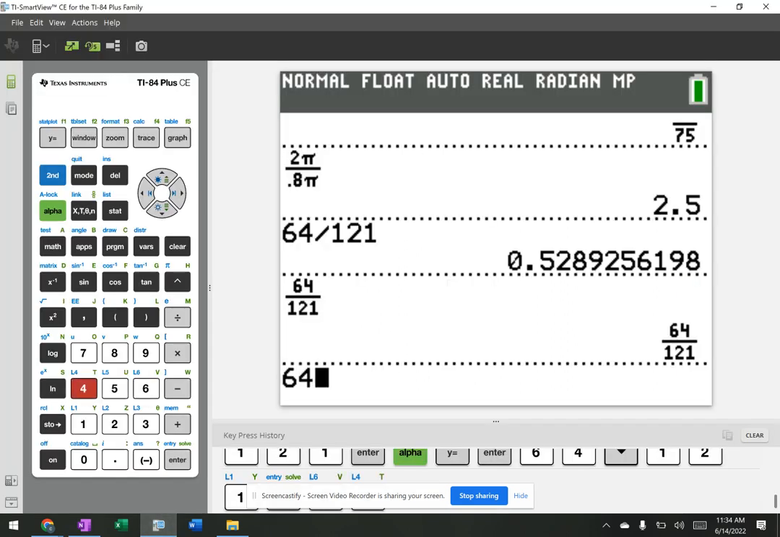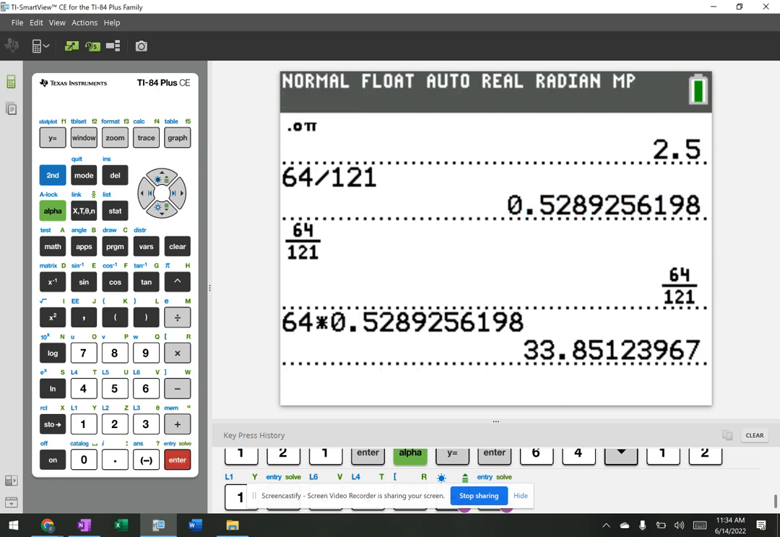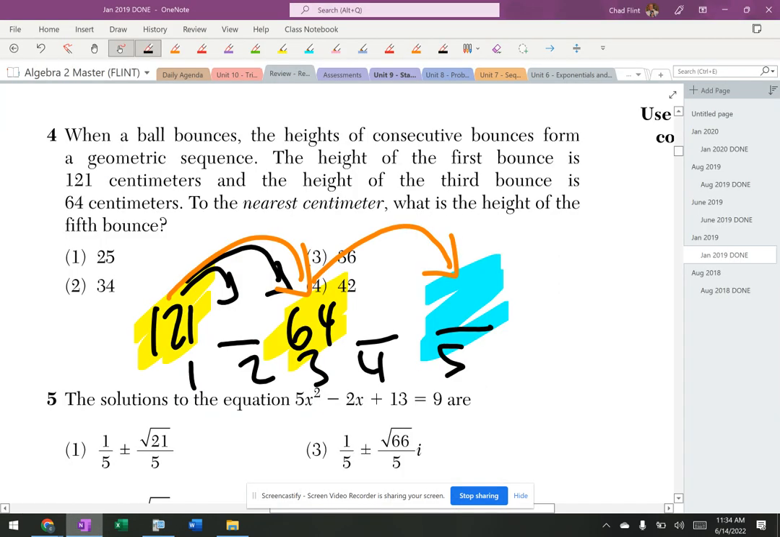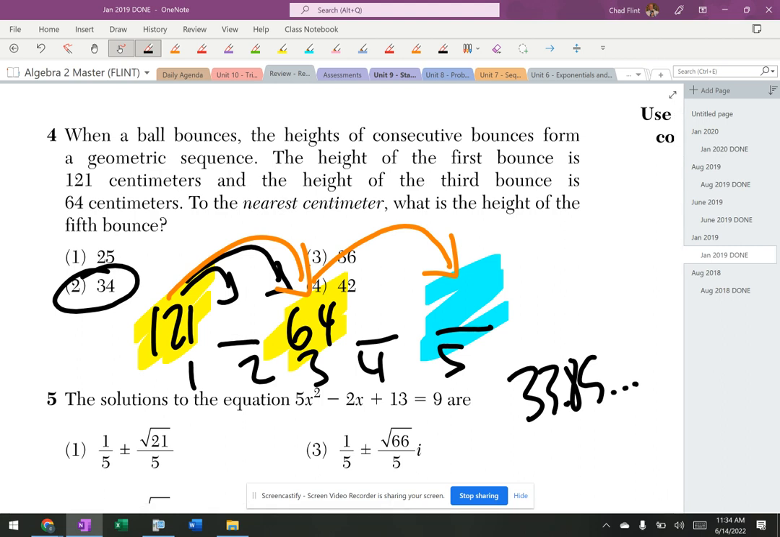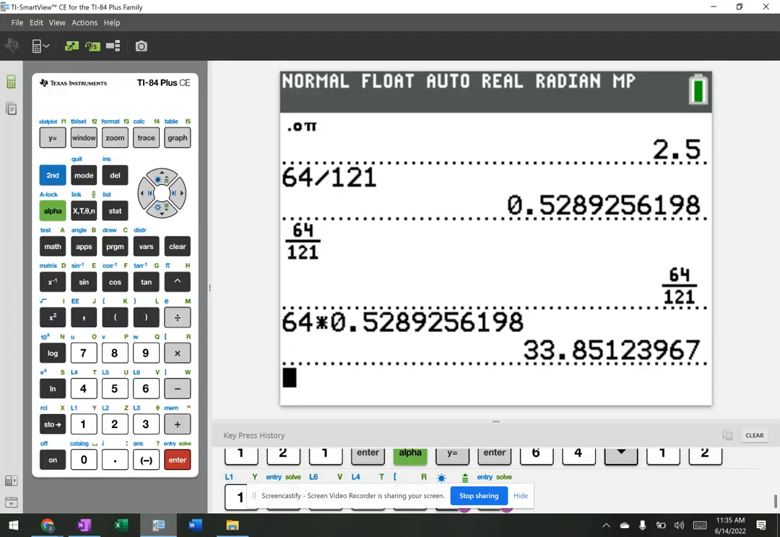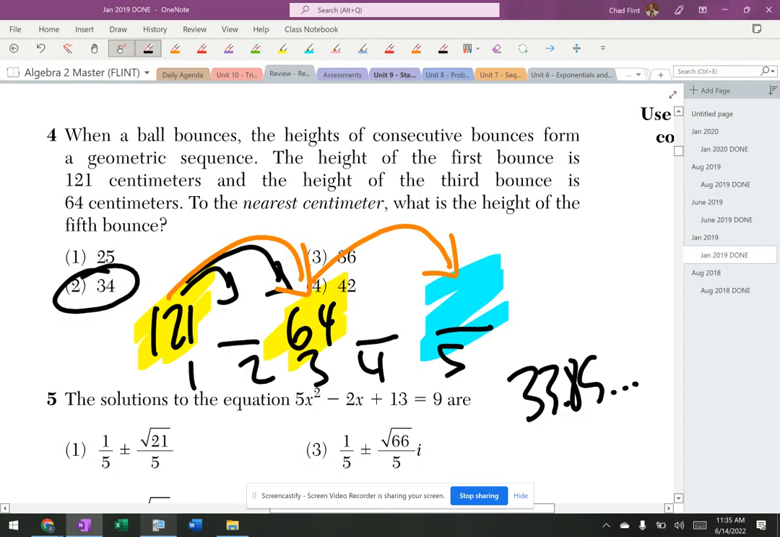So I'm going to take 64 and multiply it by that number right there. And it's going to give me 33.85, blah, blah, blah, which is 34. Okay. So figuring out the exact fraction would actually be really complicated. I have to take the square root of that. So it would be multiplied by 8 over 11. All right, I can figure this out. It's multiplying by 8 over 11 each time.